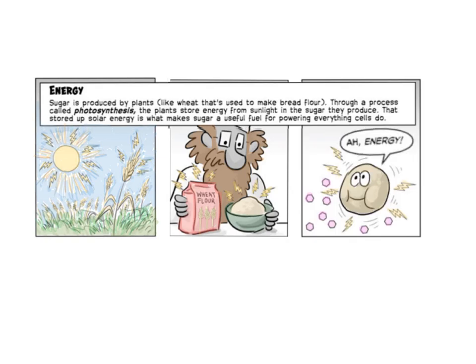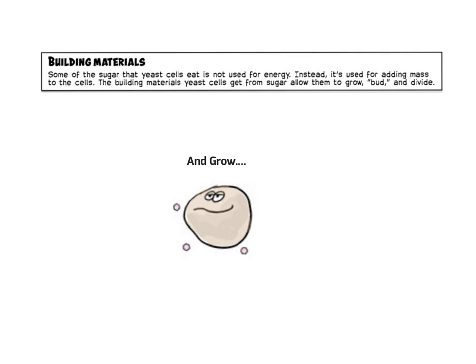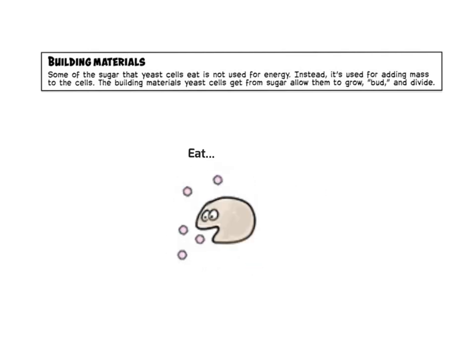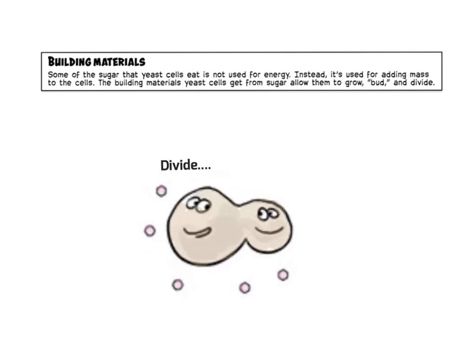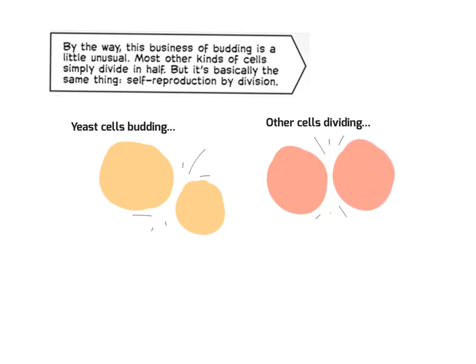Energy. Building materials. Some of the sugar that yeast cells eat is not used for energy. Instead, it's used for adding mass to the cells. The building materials yeast cells get from sugar allow them to grow, bud, and divide. By the way, this business of budding is a little unusual. Most other kinds of cells simply divide in half, but it's basically the same thing: self-reproduction by division.